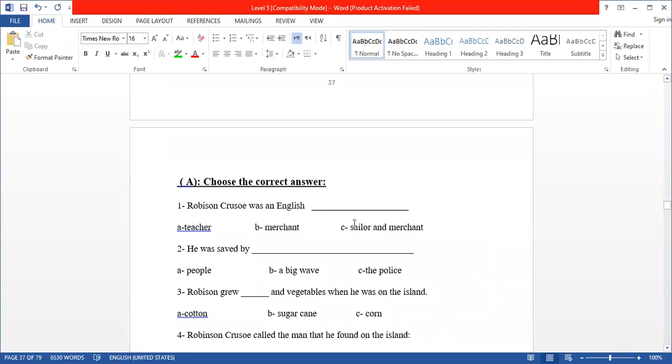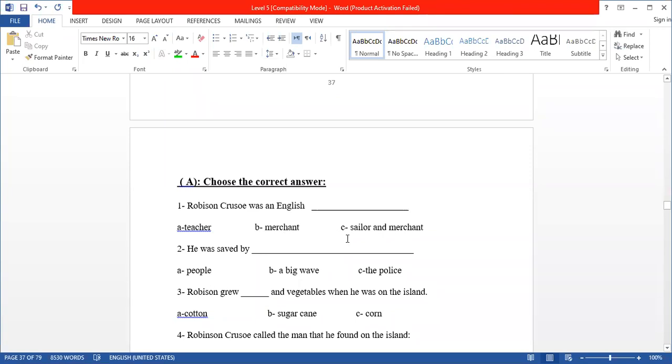Here we are going to put a word. Here we have 3 options. Robinson Crusoe was an English teacher, merchant, sailor and merchant. Which one is correct, A or B or C? Number C. Yes, C is correct.